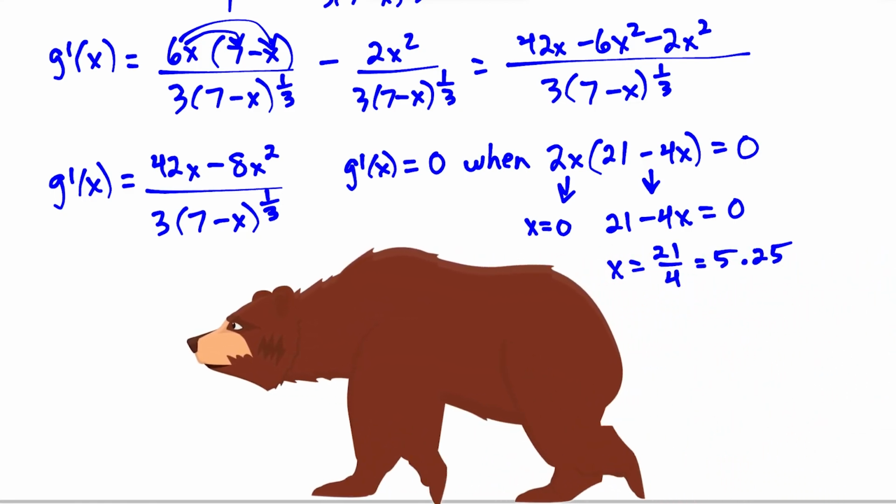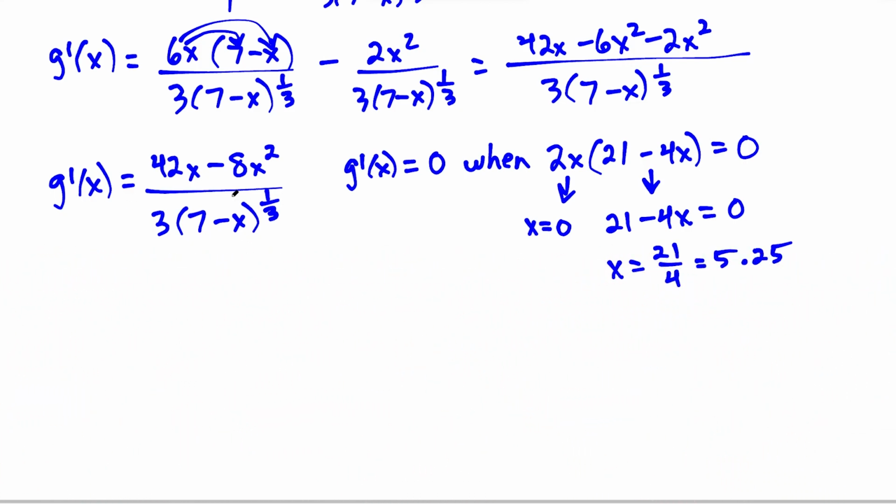But if we stop finding critical points at this step, this is a very dangerous bear trap, and this is the most common mistake with questions like this: students only find the critical points where the derivative is 0. They forget to look for where the derivative is undefined, and we can say that g prime of x is undefined when the denominator is equal to 0.